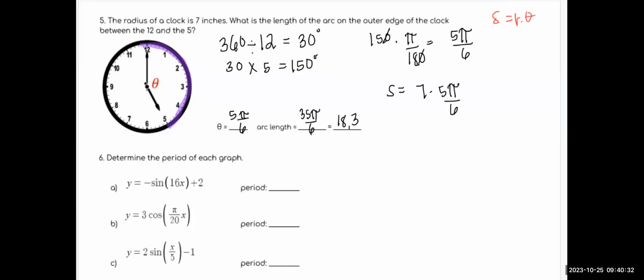Okay. It is also possible to calculate the circumference because we have the radius. So we could find all the way around the circle, find the circumference, and then take 5/12 of the circumference. Since the circle is divided into 12 parts, and this is 5/12 of the circle.